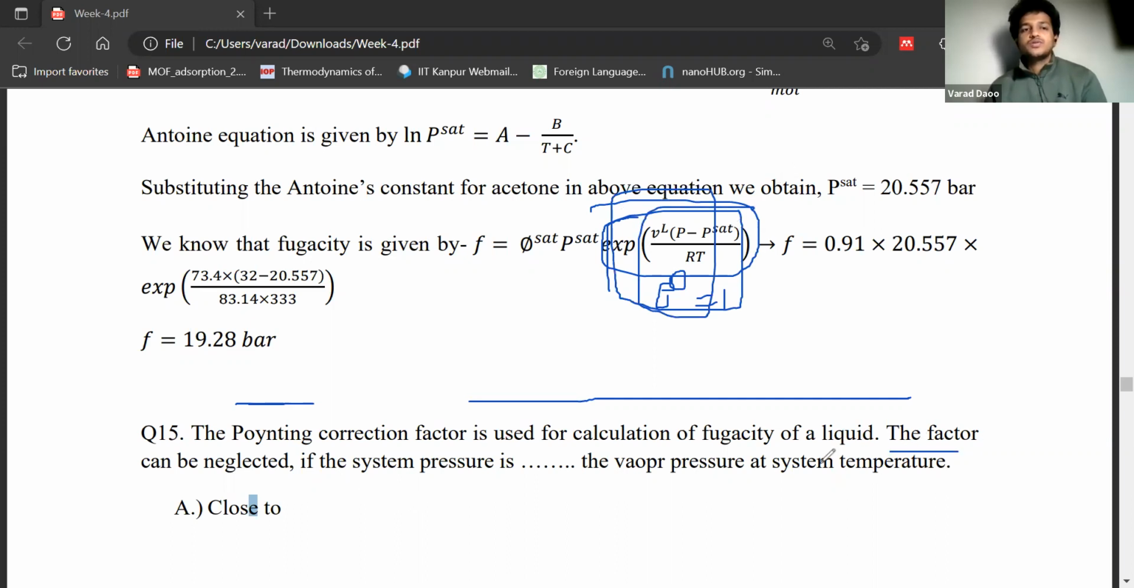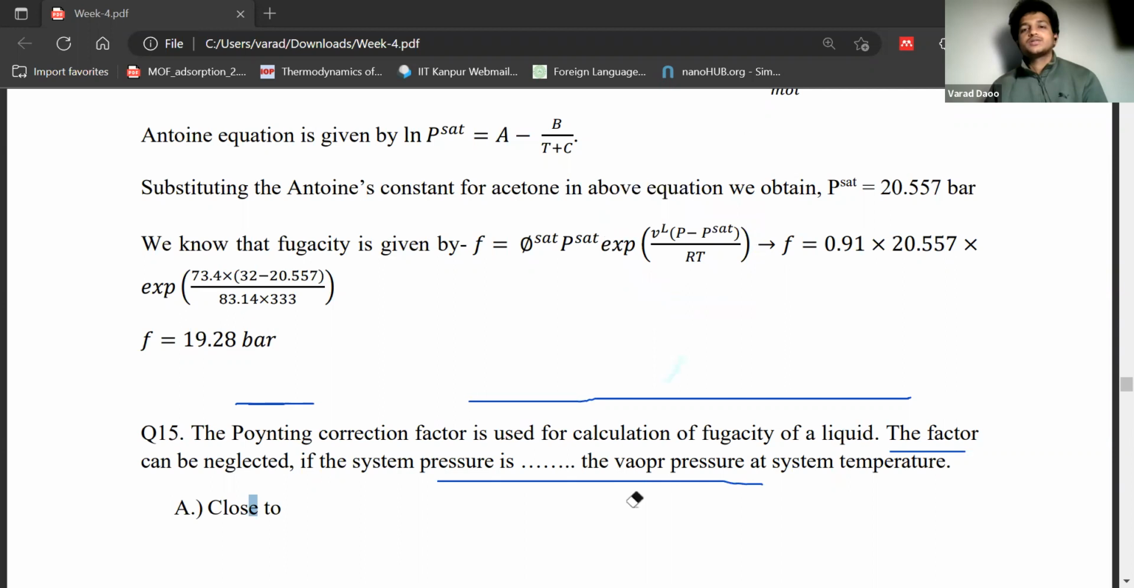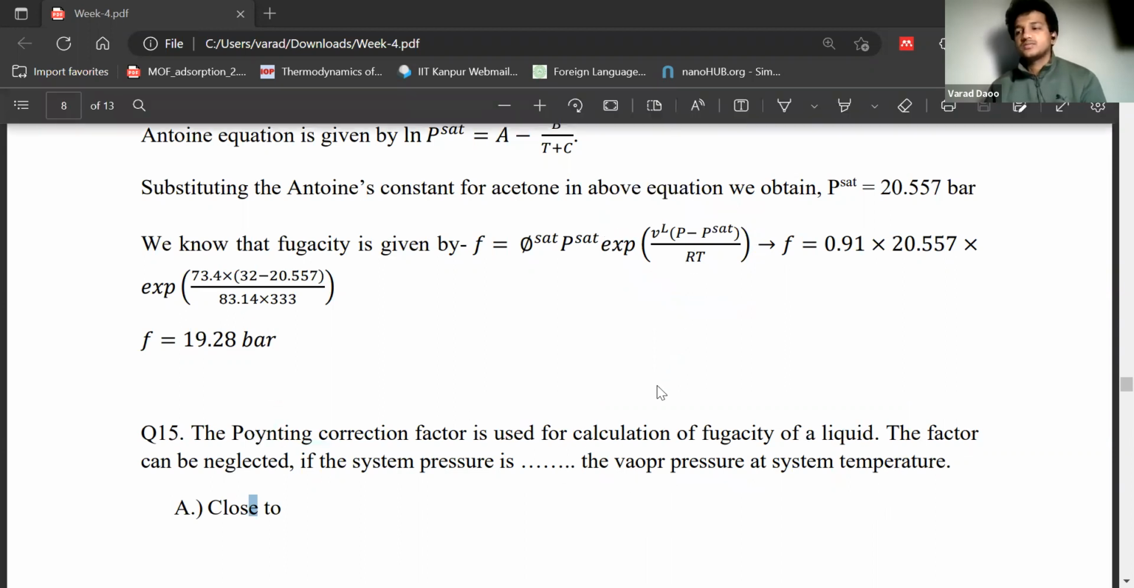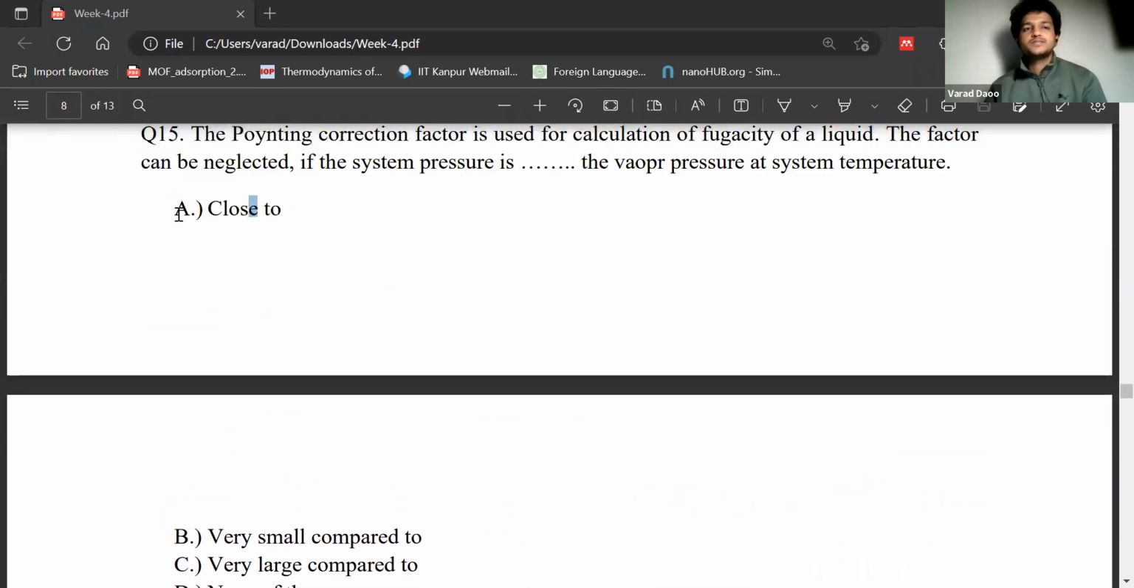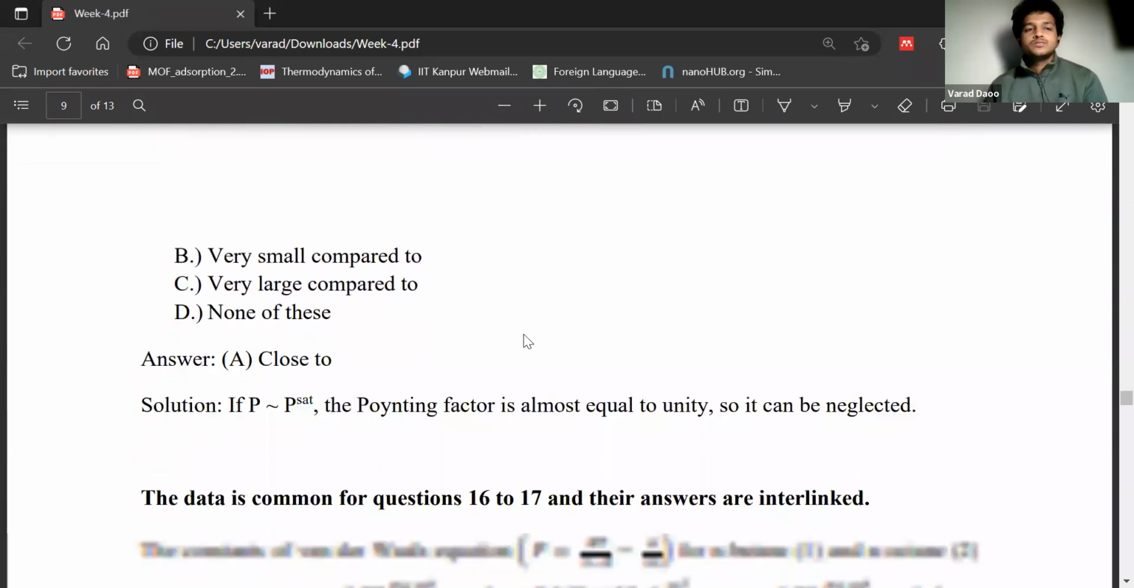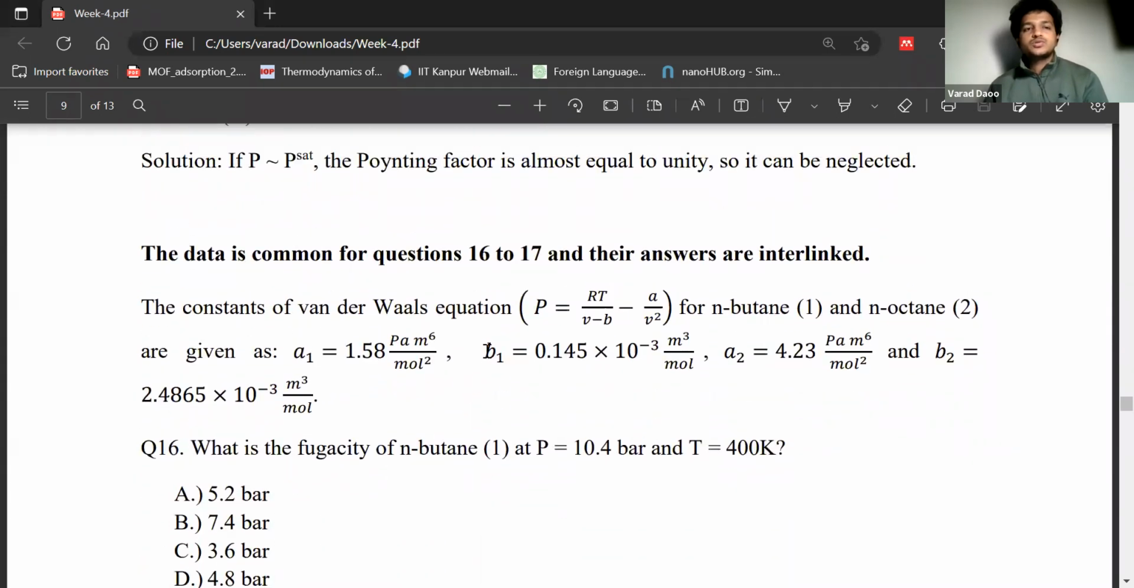Okay. So if system pressure has to be very close to saturation pressure, then only we can neglect the Poynting correction factor. Actually, we don't neglect, it becomes 1, right? The correct answer is option A, close to. Okay, we'll move on to the next question.